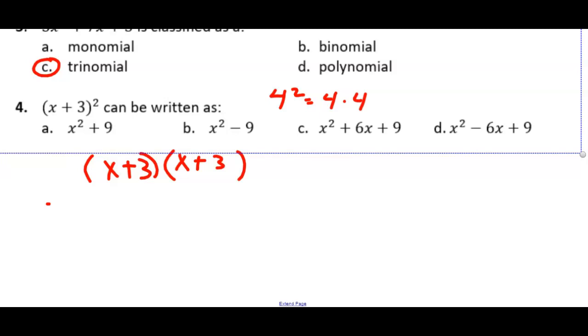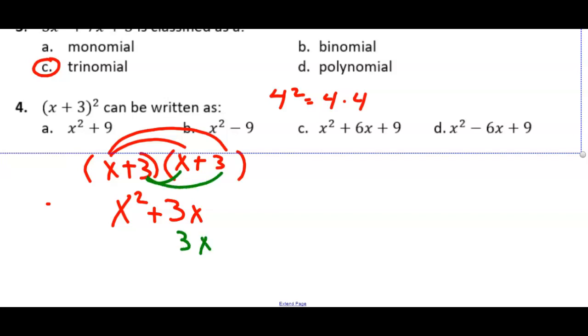Don't just automatically go, oh, it's A, because that doesn't work. What's x times x? x squared. What's x times 3? 3x. What's 3 times x? 3x. What's 3 times 3? 9.